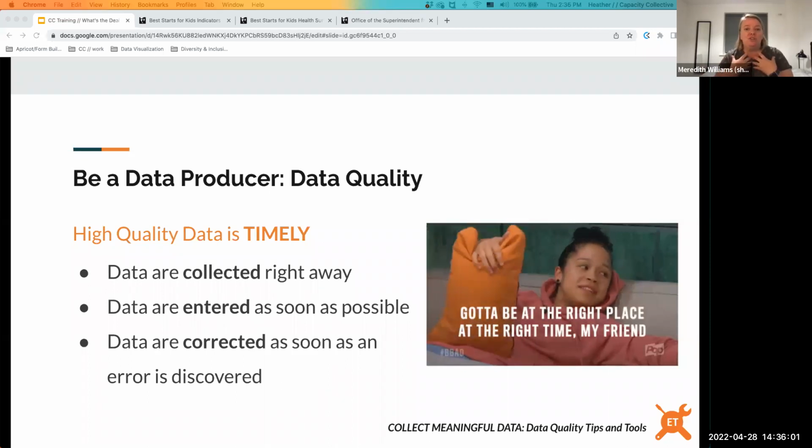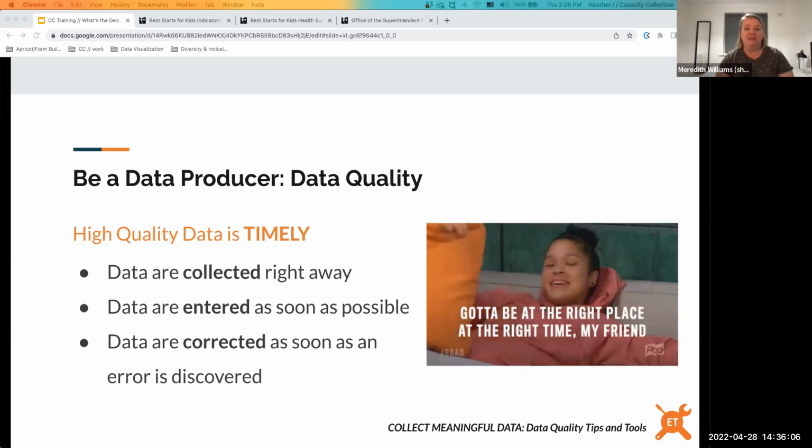You want to be able to show off the great work you're doing, but you can't do that if paper files are sitting on your desk or it's in your brain, but you haven't put it in the computer yet. Supervisors can nag you and pester, but then it might be rushed or it's half-hearted. And that just is going to mess with your data quality.